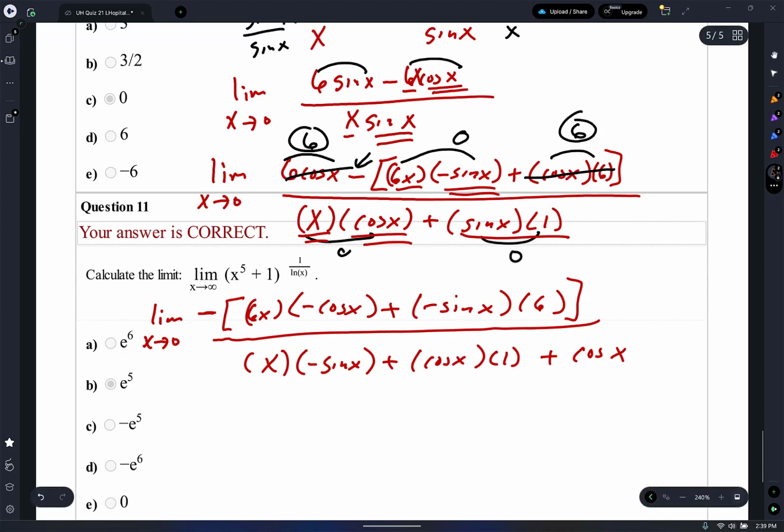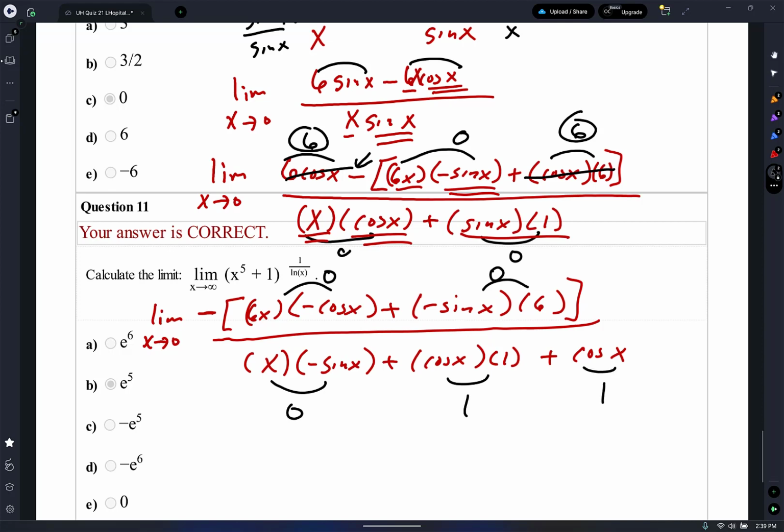So let's see. If I plug in a 0, this will be 0 because that's 6x. And this will be, oh, it looks like another 0 there. Oh, perfect. I can't use L'Hopital's rule anymore because I get 0 over 2. That's 0. And 0 over 2 is? All that for 0.